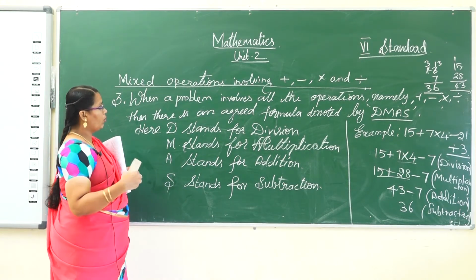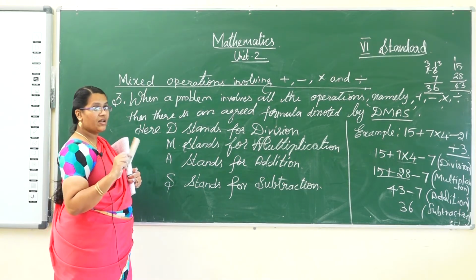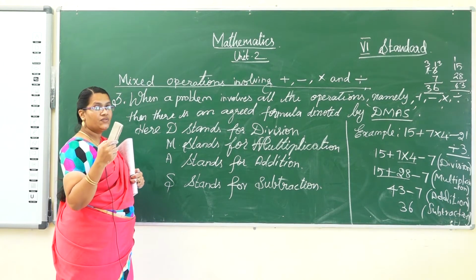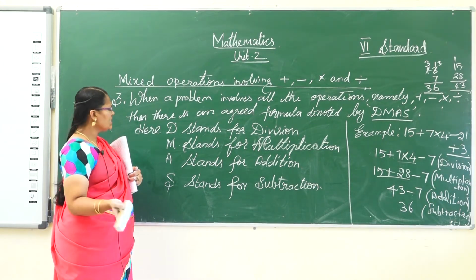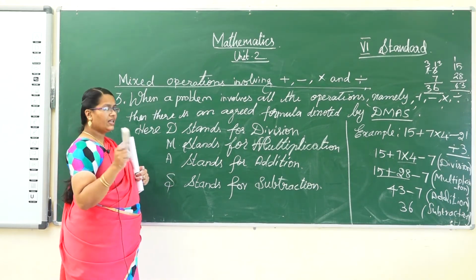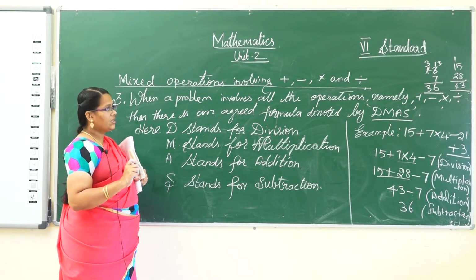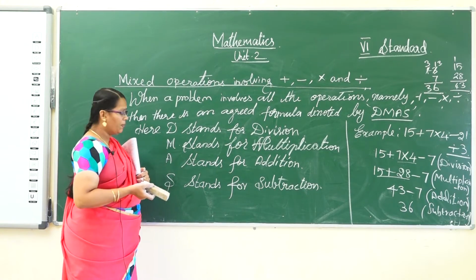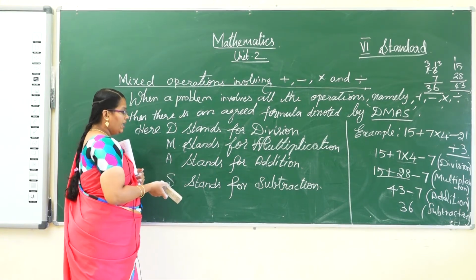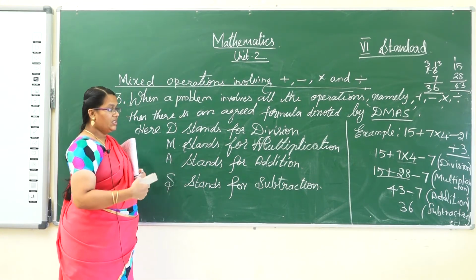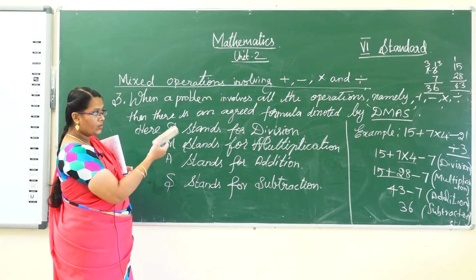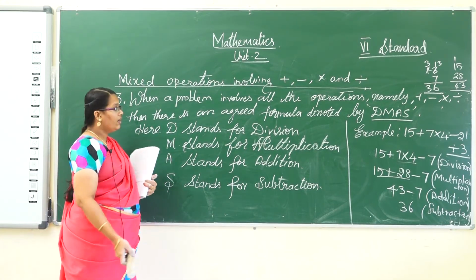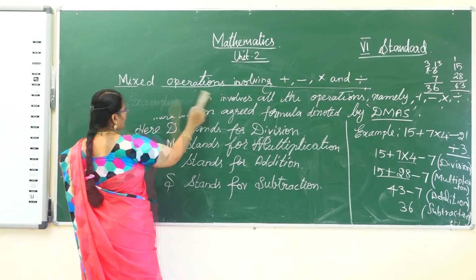Third, when a problem involves all the operations, namely addition, multiplication, division and subtraction, there is an agreed formula, DMAS. D stands for division, M stands for multiplication, A stands for addition, and S stands for subtraction. You have already seen one example; we will see another one now.